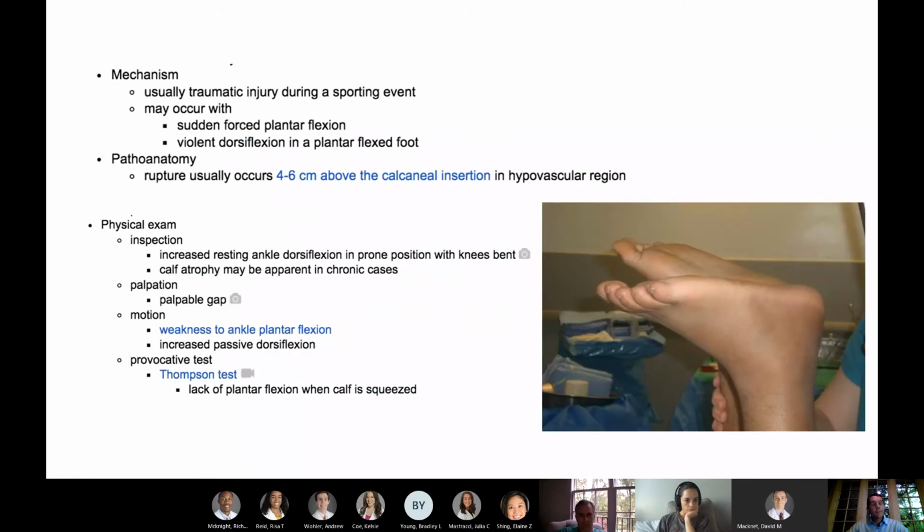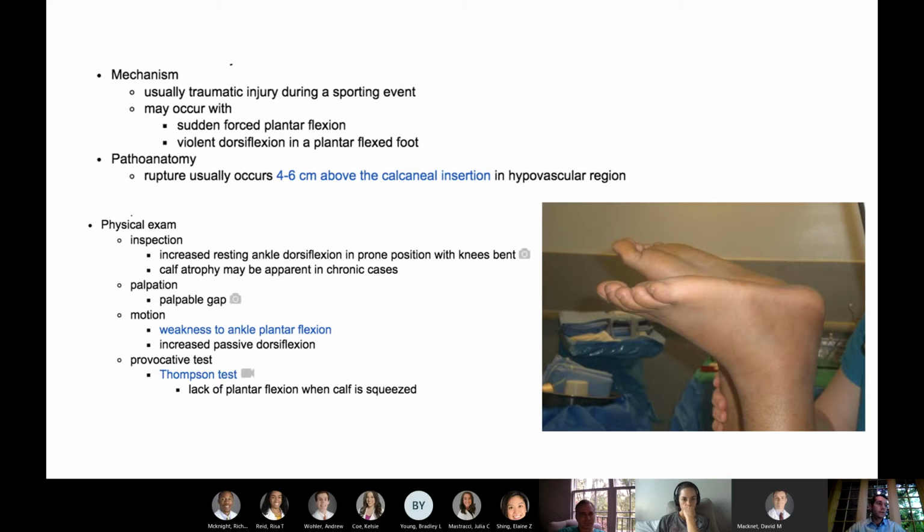What they look like on exam: a prone exam shows it to you just with natural resting muscle tension. You'll see that the near foot is the one that has the rupture because it does not have that plantar flexion tension. Usually the rupture occurs a few centimeters proximal to the insertion, and you can feel the defect on exam.